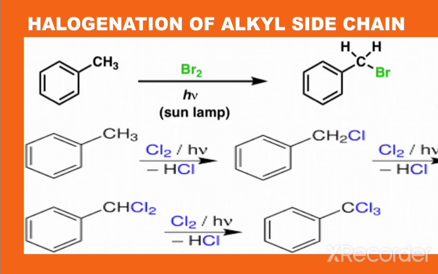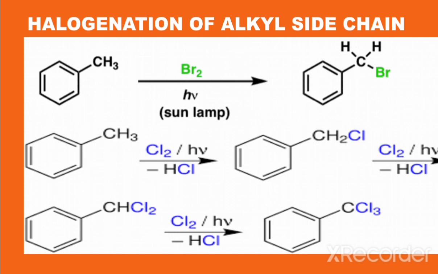The next is the halogenation of the alkyl side chain reaction. As we all know, when this reaction is on a side chain of anything, it will form a bond with the carbon or group that has a carbon that is directly attached to the carbon of the benzene ring.